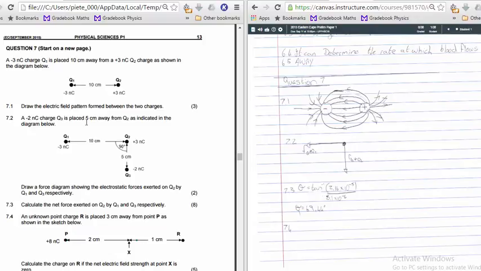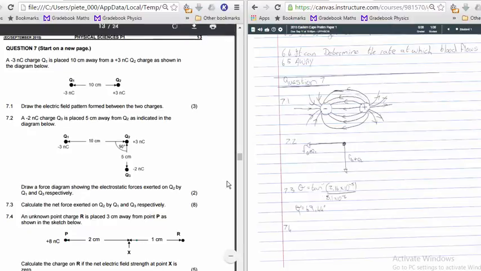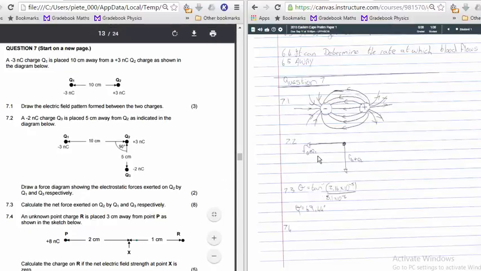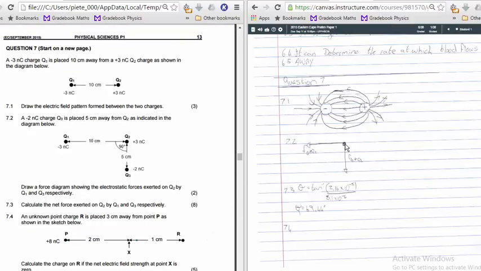The next question: a -2 nanocoulomb charge Q3 is placed 5 centimeters away from Q2 as indicated in the diagram below. So notice how it's placed directly at a 90-degree angle from Q2. Draw a force diagram showing the electrostatic forces exerted by Q1 and Q3, sorry. And so this is perfect.